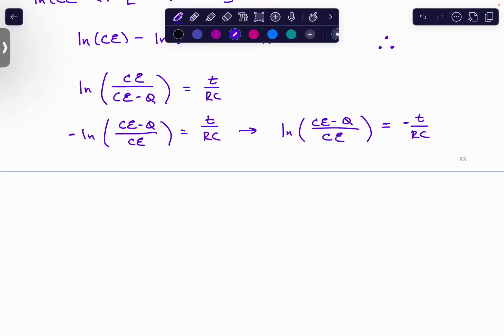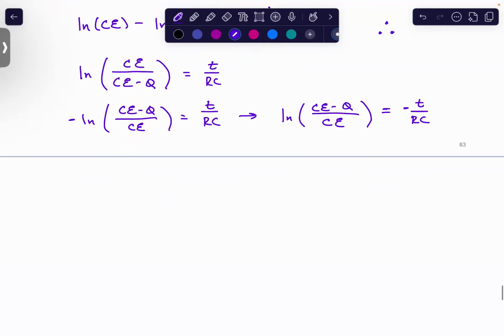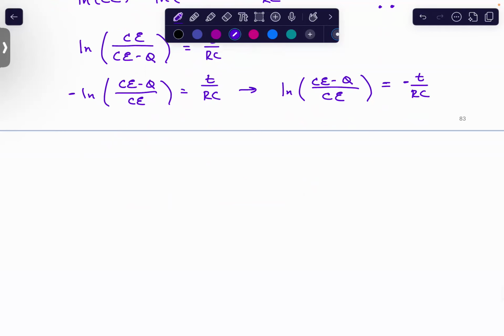Now, let's get rid of the natural log. How do I get rid of the natural log? E. An E, there you go. See, you guys are learning.